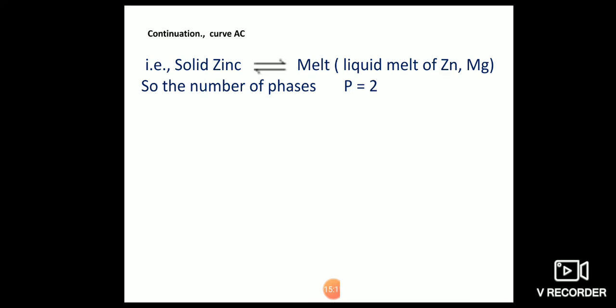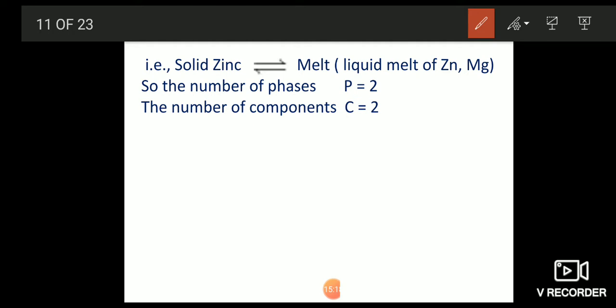So the number of phases P is equal to 2, number of components 2. Why is the number of components 2? To represent zinc we need the formula Zn. To represent magnesium we need the formula Mg. The solid has Zn and the melt has Zn and Mg. So we need two formulae, Zn, Mg. Two formulae means the number of components is 2.